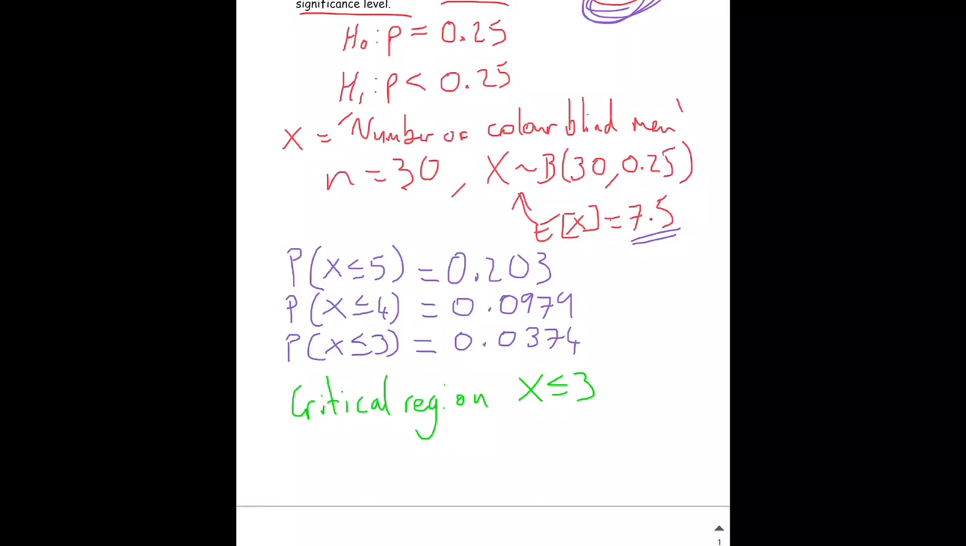Remember, x is the number of colourblind men. If it's less than or equal to 3 out of 30, I would reject H naught. I would say strong evidence to reject H naught. Therefore, the condition is likely to be less widespread in this hill tribe. Okay, that's the first example.